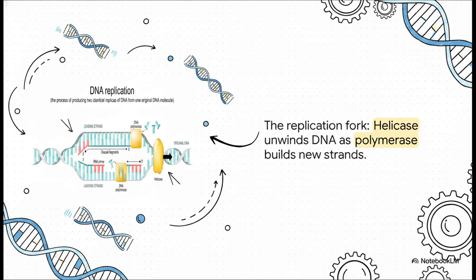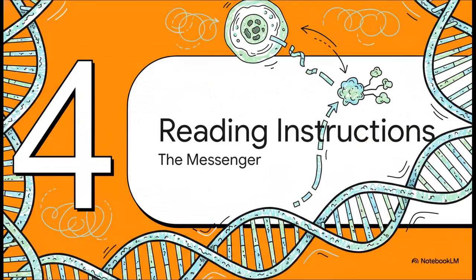There's helicase at the front, plowing ahead and unzipping, and right behind it you have DNA polymerase racing along both strands, building the new copies. It is a stunning, high-speed dance happening inside your cells constantly. So we've stored the code, and we've copied the code.